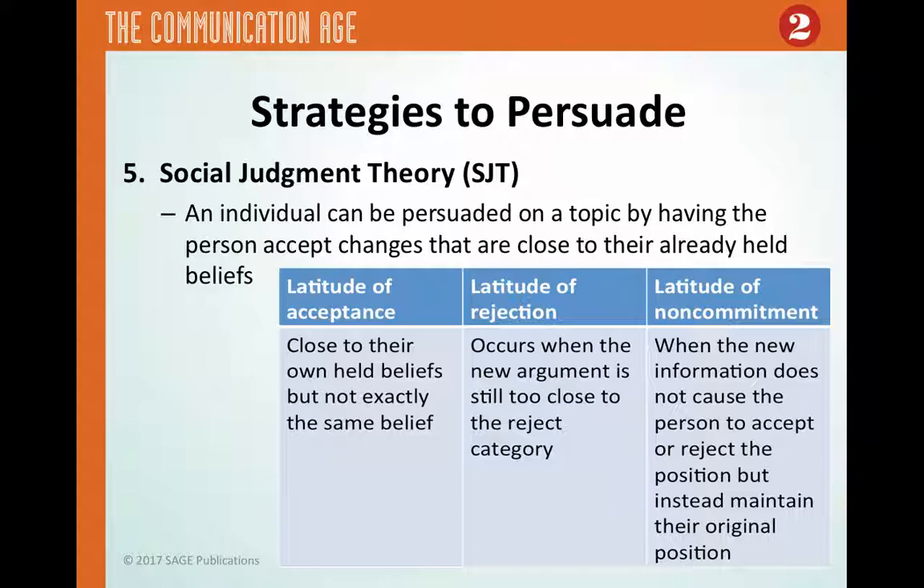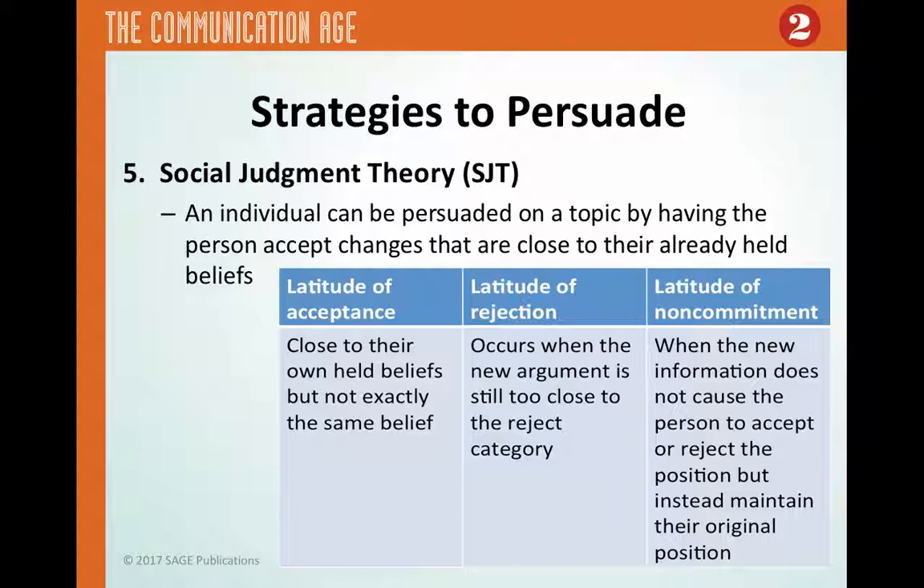Latitude of acceptance is when individuals have beliefs close to their own held beliefs, but not exactly the same belief. This is when what you're talking about already kind of aligns with what they're saying. So if you are giving a presentation to a conservative audience, a traditional Christian type of audience, and your whole topic is you should not live with your partner until you're married, or you should not have children with your partner until you're married, those people are probably going to buy into this. They're probably going to agree with you. They're probably going to be okay with this. And at the end of it, you're going to see a lot of success because these people already agree with most of that stuff. It's already close to their own held beliefs.